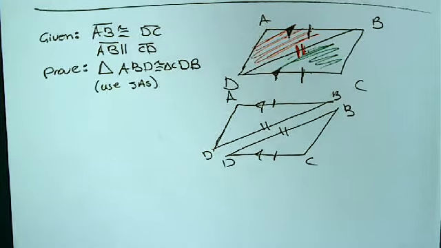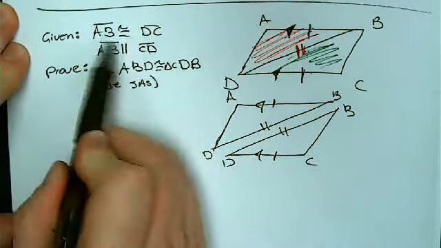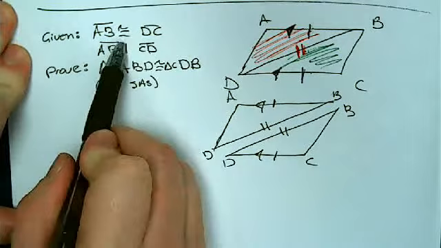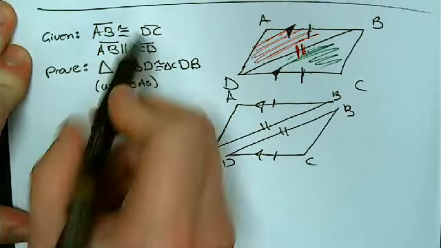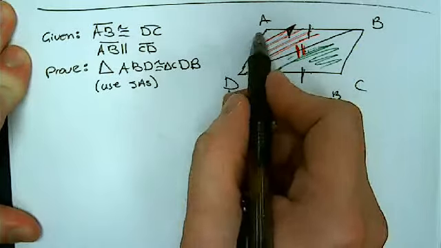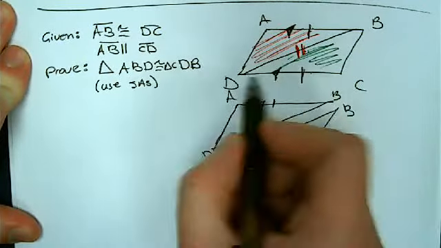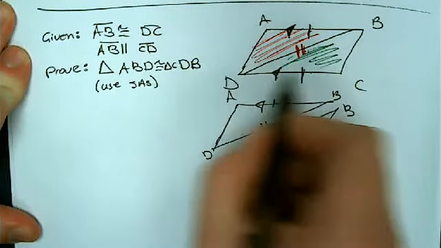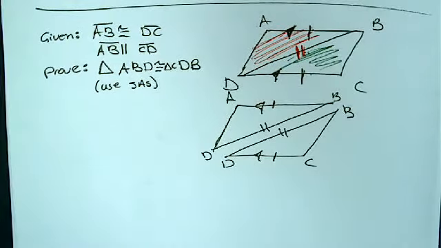Have I used all my givens yet? No. I've used this fact. Well, that's part of my plan. I'm going to use that in the actual justification. I've used the congruent. Haven't used parallel. If AB is parallel to DC, does that tell me anything? Oh, what's up? Yeah?